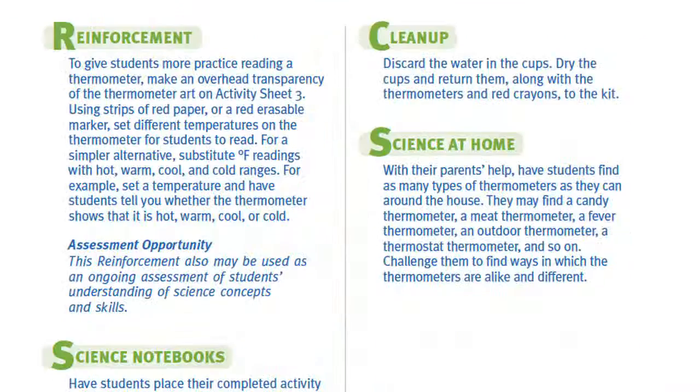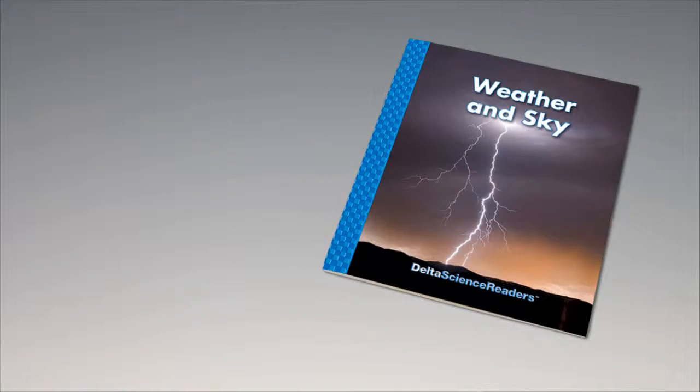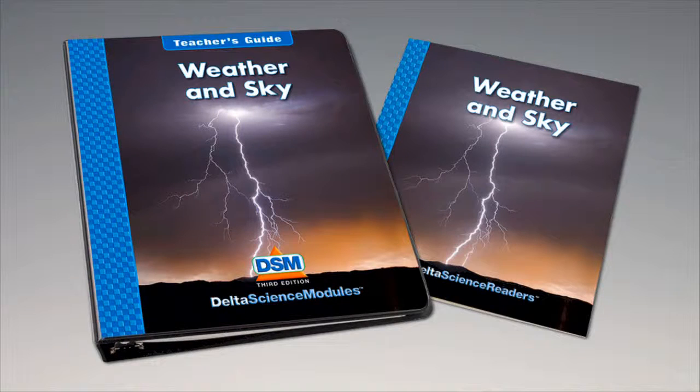Finally, tell students that in the next activity, The Sun Warms Earth, they will learn more about the sun and Earth. For science background, reinforcement activities, curriculum connections, and information about the Delta Science Reader, please consult your DSM Teacher's Guide.